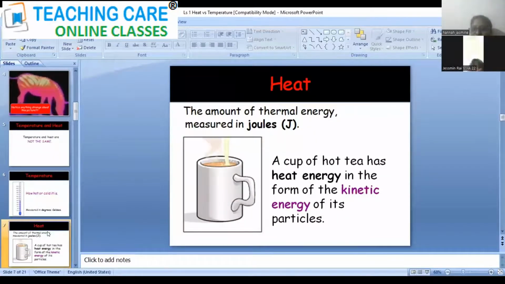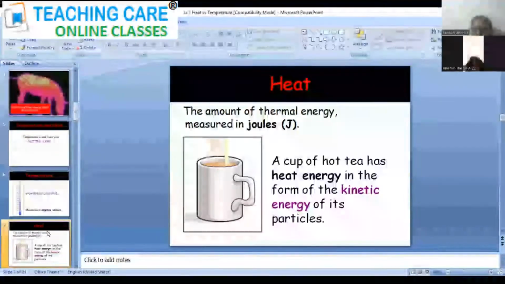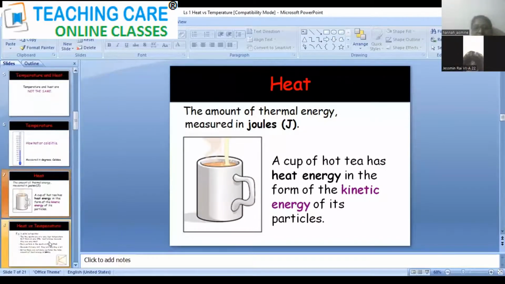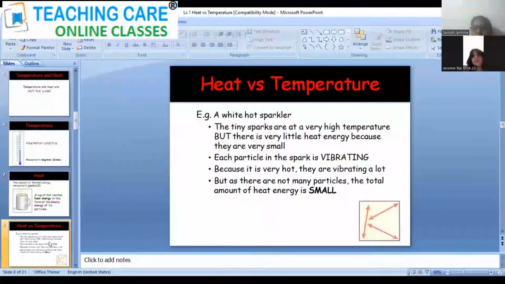What is heat? Ma'am, the amount of thermal energy. It is measured in Joules. Yeah. So here this is a hot cup of tea. The heat energy, it has a kinetic energy of its particles. The particles have kinetic energy. What is kinetic energy? Ma'am, something is moving at a speed.